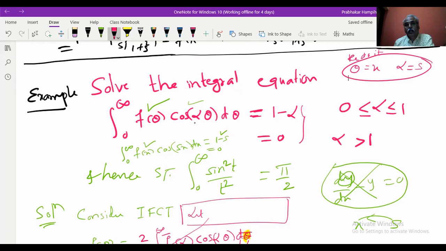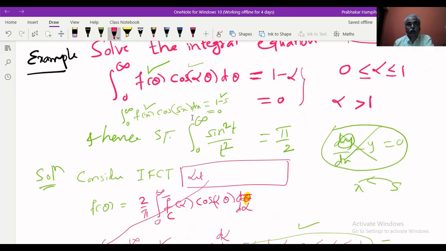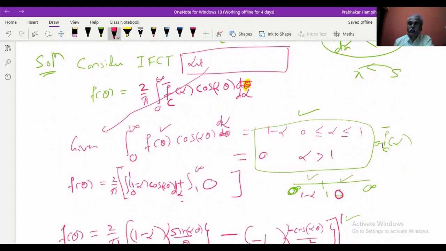Since cos alpha is there, it tells that you apply the inverse Fourier cosine transform. But on the right hand side, in terms of alpha, we judiciously take the value of this as 1 minus alpha as fc bar of alpha. Now, if I apply the inverse Fourier cosine transform definition, 2 by pi to this alpha function, you have to multiply by cos alpha theta and d alpha, carefully, d alpha.